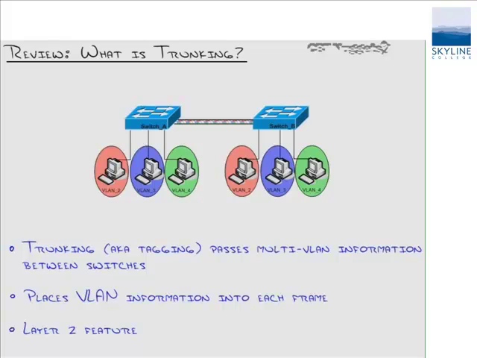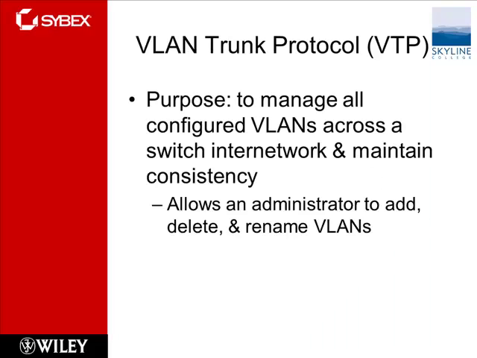Layer 2 feature in that all the red VLAN, the VLAN 2 can talk to the red VLANs, the VLAN 2s, but they can't talk to VLAN 3 or VLAN 4 unless we put a layer 3 device in, because VLANs, subnets. Subnets can't communicate without layer 3 devices.